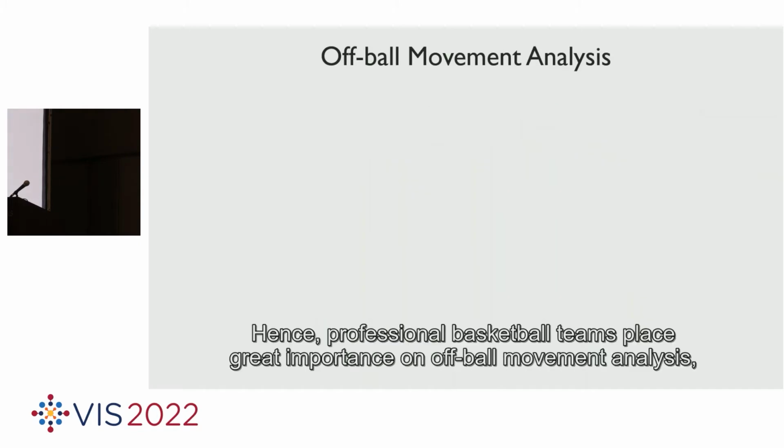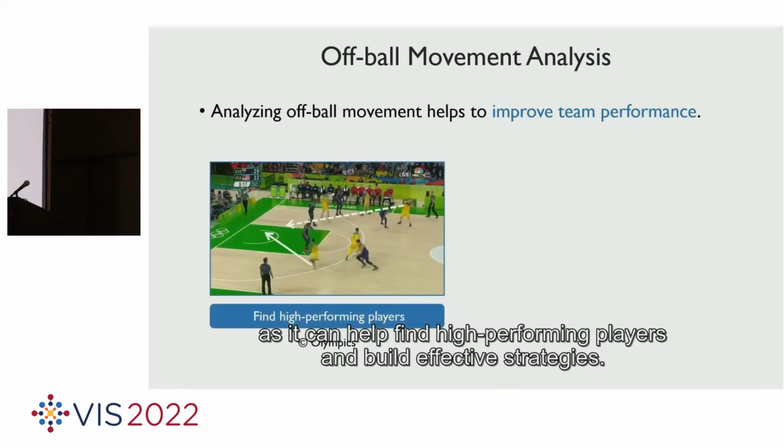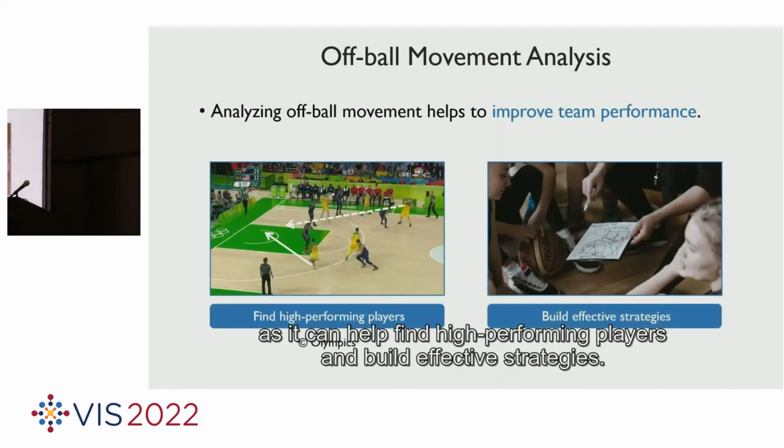Hence, professional basketball teams place great importance on off-ball movement analysis, as it can help find high-performing players and build effective strategies.